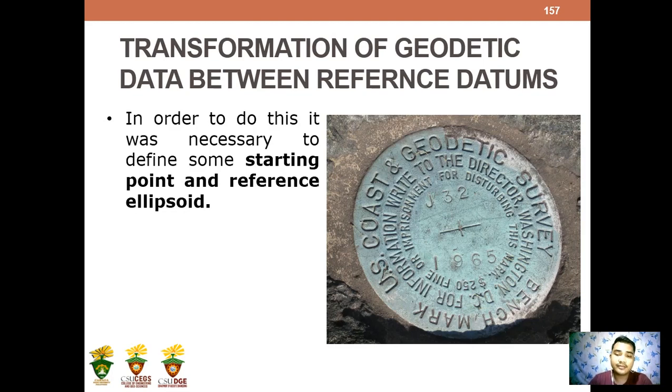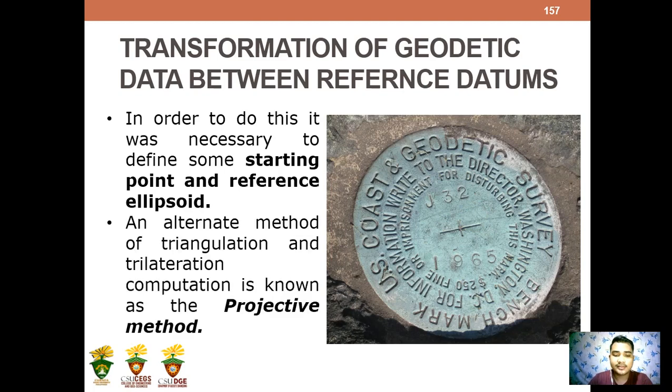So like this one, no? Sa kaning example sa kilid sa pinahanglan, nakitay reference, no? Or ahata magbase sa atong mga coordinates. And an alternate method of triangulation and trilateration computation is known as projective method. So again, alternate method daw of triangulation and trilateration computation, ang tawag niya is projective method.